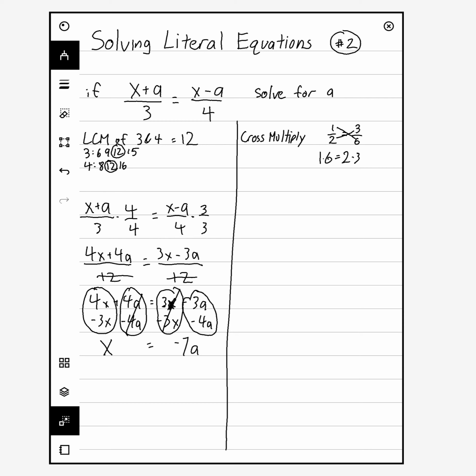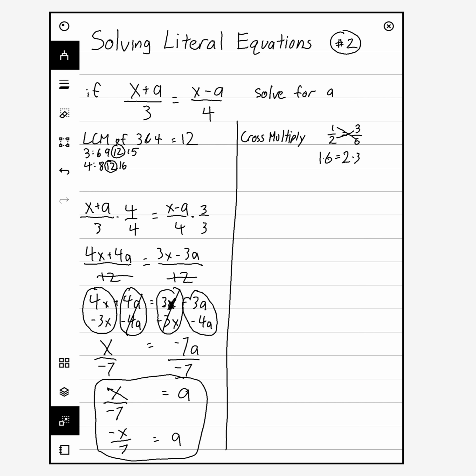Okay, now it's asking us to solve for a, not for x. And that's what I just solved for. So how do we get it to say a is equal to something? Well, just divide what we have left. If I divide this by negative 7 and this by negative 7, I'll have a is equal to x over negative 7. That can also be written as negative x over 7. So that's what a is equal to.